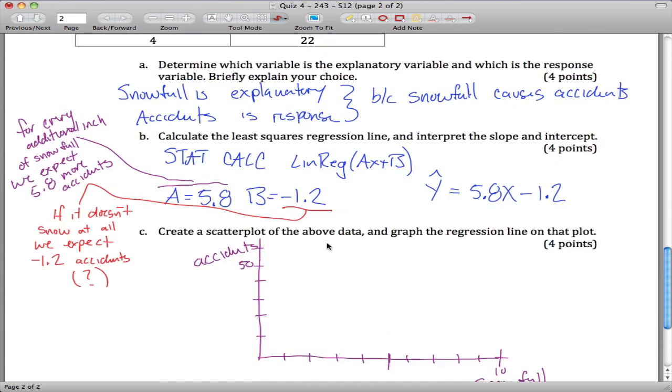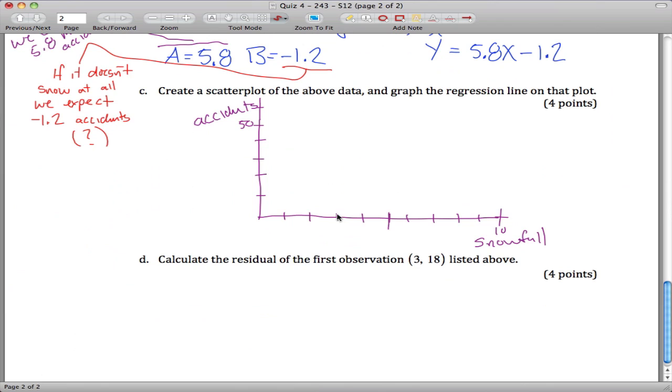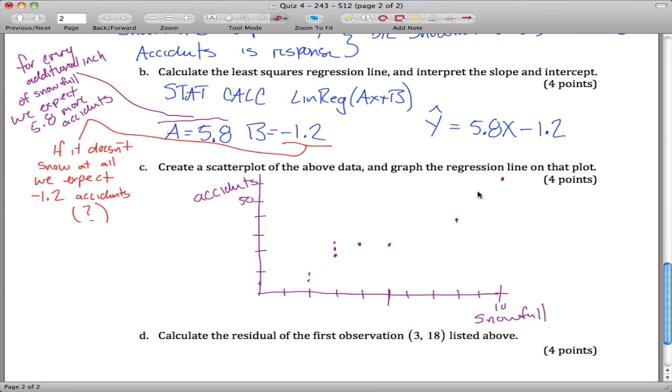Then plot each of these points. The first one is at 3, 18. So 1, 2, 3, 18. I'll pause it and put the rest of the points in. Here's your scatter plot. Here's all of our data points.